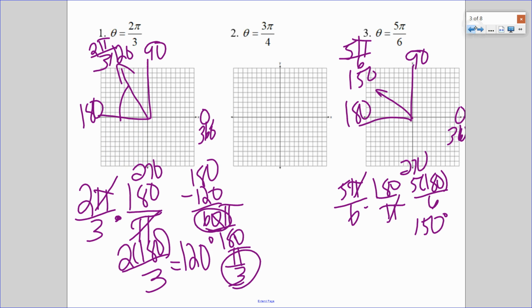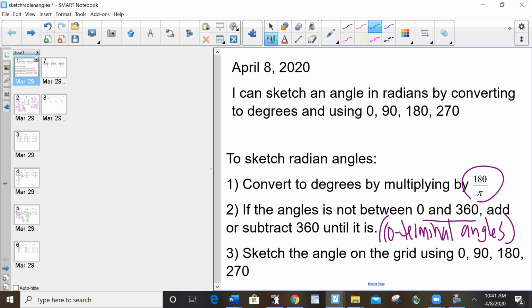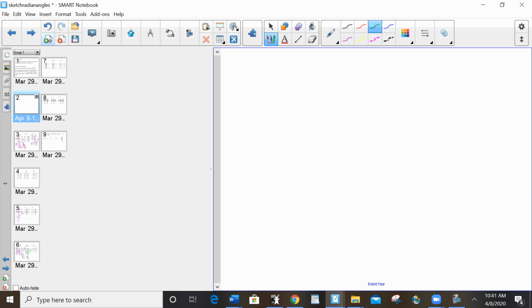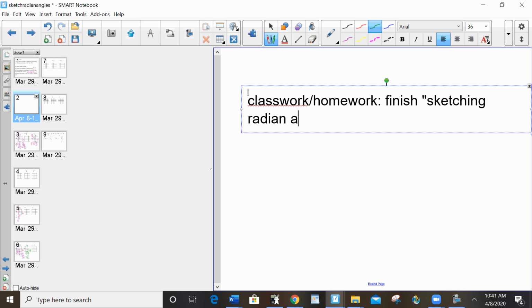Your classwork and homework is to finish sketching radian angles.